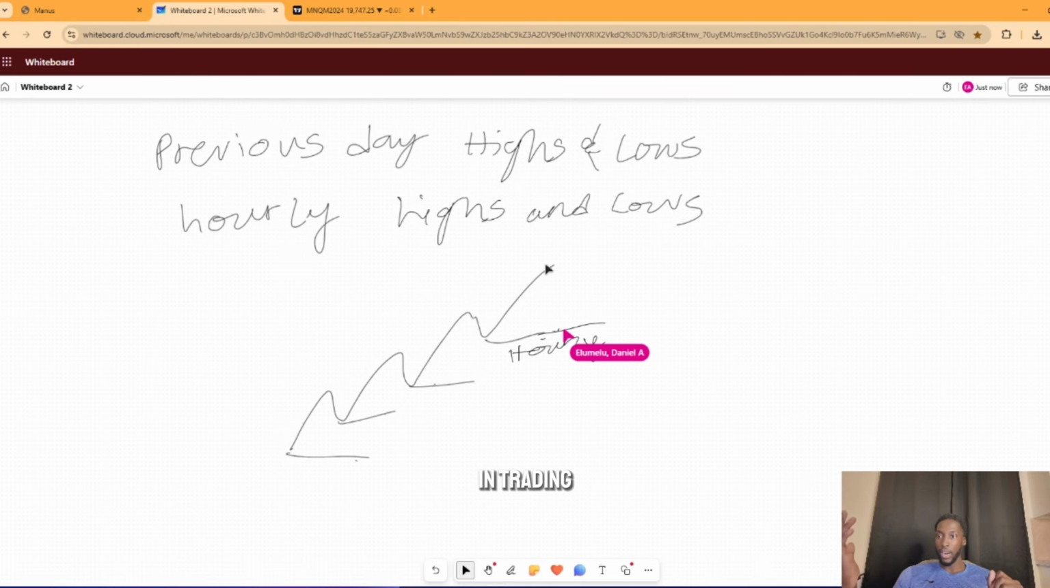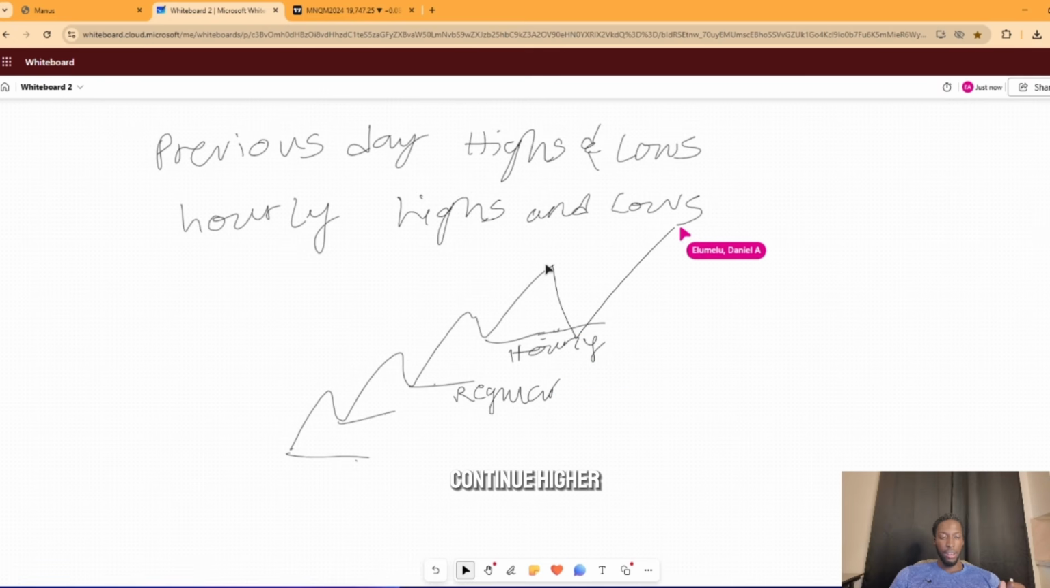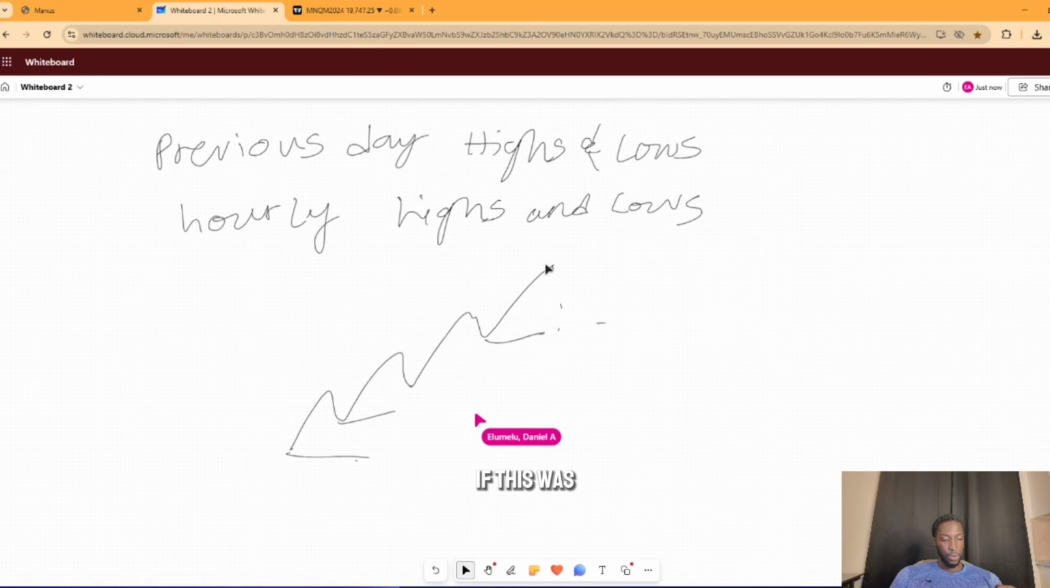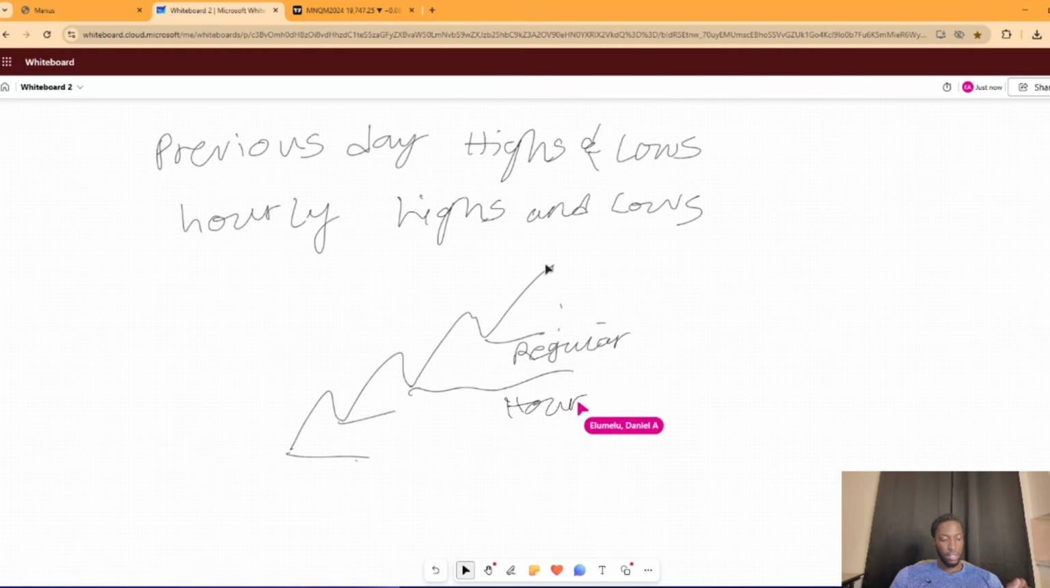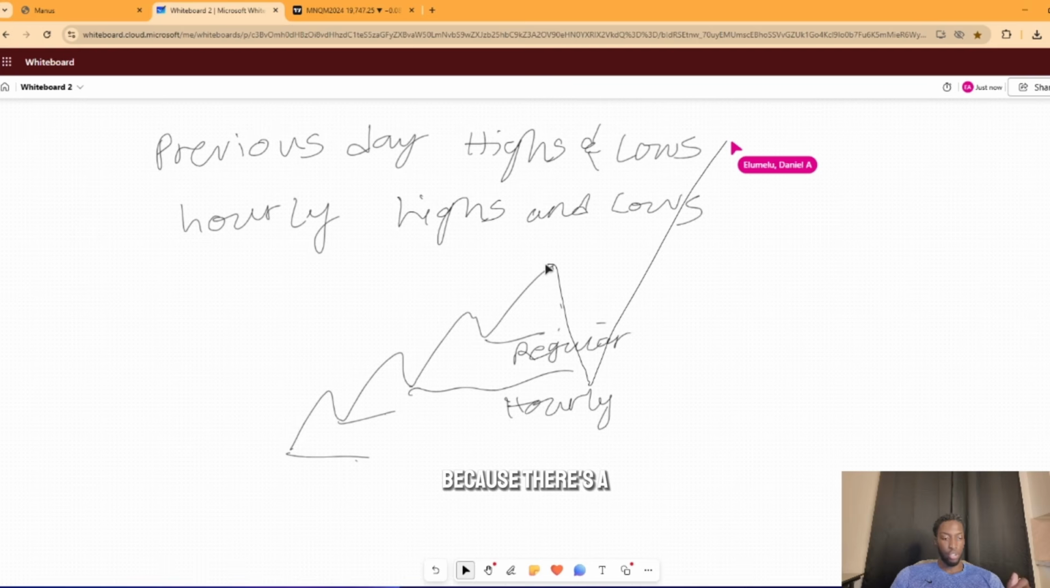Nothing is certain in trading. What you need is just strong conviction of which one you think has higher weight than another. So because this is hourly and this is regular, price might just do this and continue higher. But if this was regular and this here was hourly, I'm expecting price to do this and then continue higher, because there's a stronger one below.